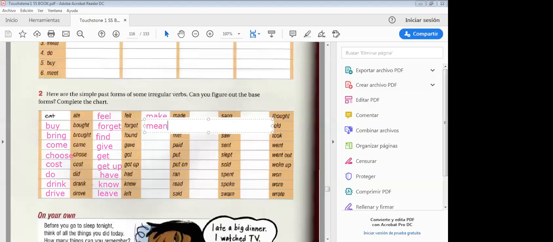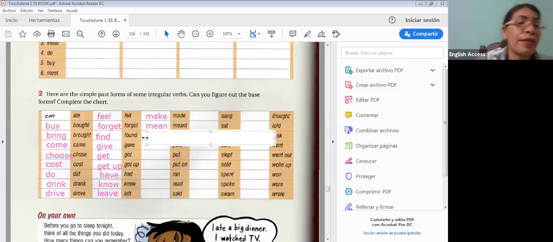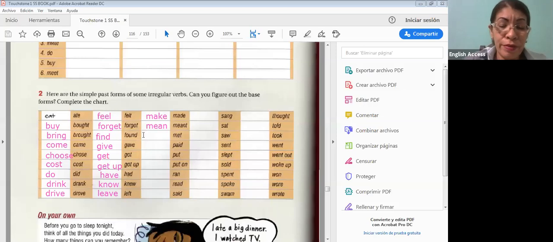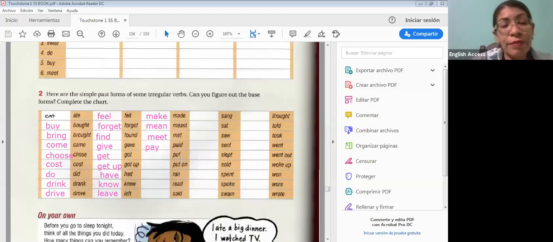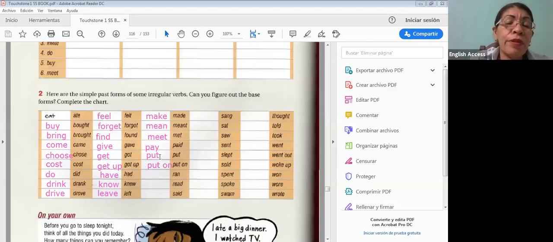Mean. You know, like the question, what's the meaning of this word? What does this word mean? Okay, the meaning of something. Met is the past of meet. Correct. Paid is the past of pay. Put is the same. Put on, we have the same. Okay, we have put and put on.